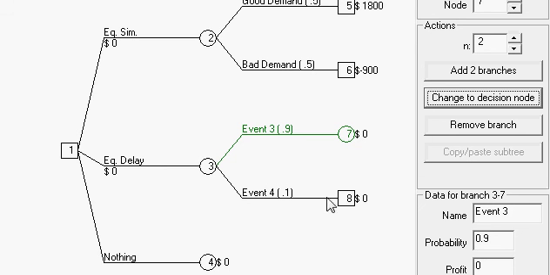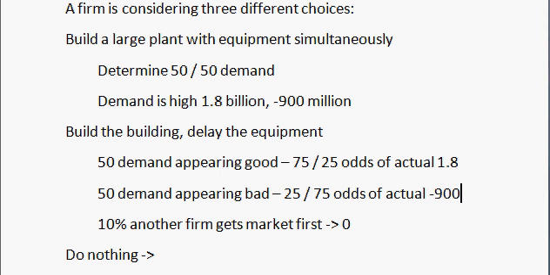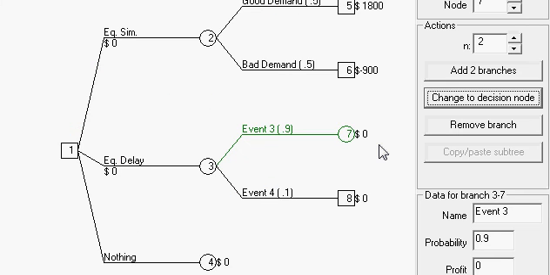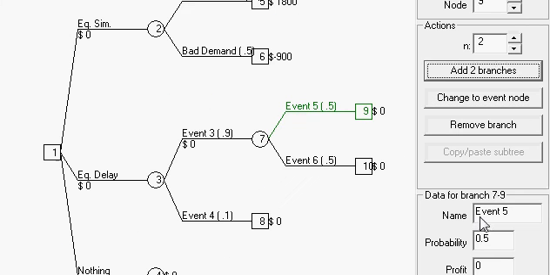We have got our event node here, and now that we know no one's beating us to market, we need to know what the appearance of the demand is. And that demand appearance has a 50-50 chance of being good or bad. So we will add 2 branches there, and we'll say looks good and looks bad. Note, this isn't actually good or actually bad, it's just how it looks.